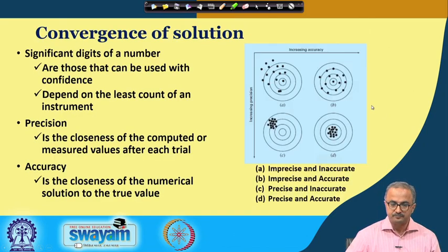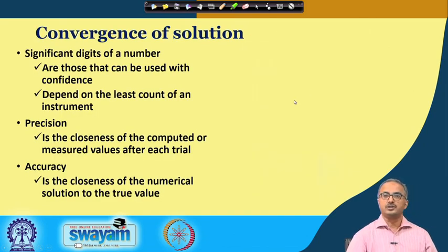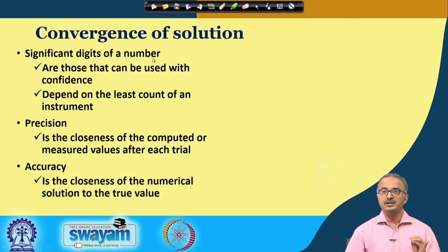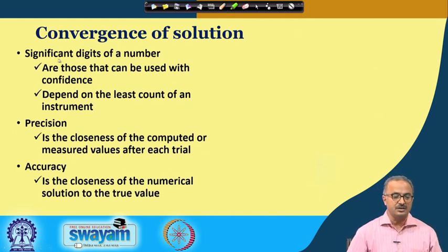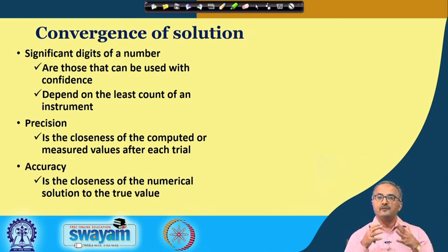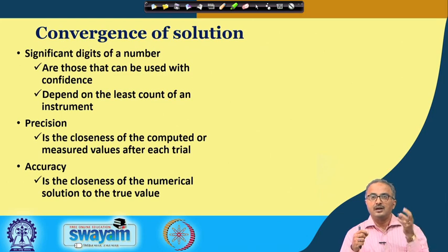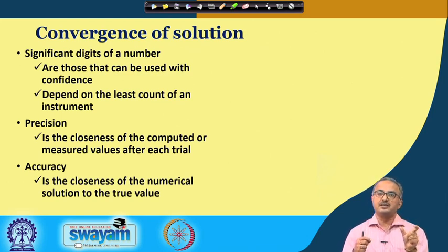Next, we come to the convergence of the solution. Again, I am giving you very briefly some idea of the convergence. First, you have to know the significant digits of the solution. What it means is that these are those values that can be used with confidence, and generally it depends on the least count of the instrument when you are doing some measurement. Whenever you are solving some problem and report any result, those results should make some physical meaning.